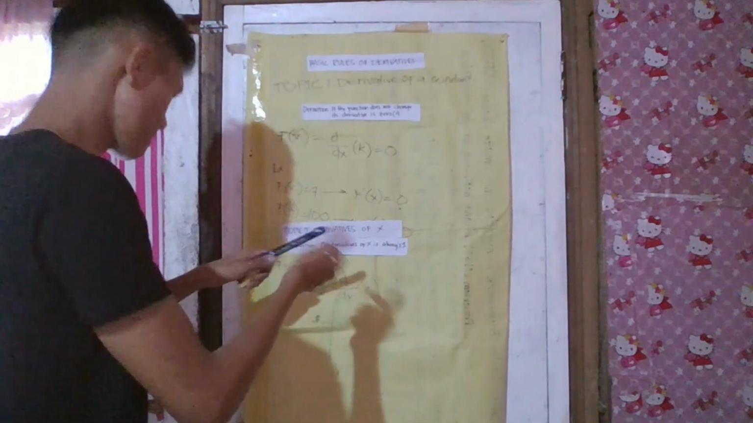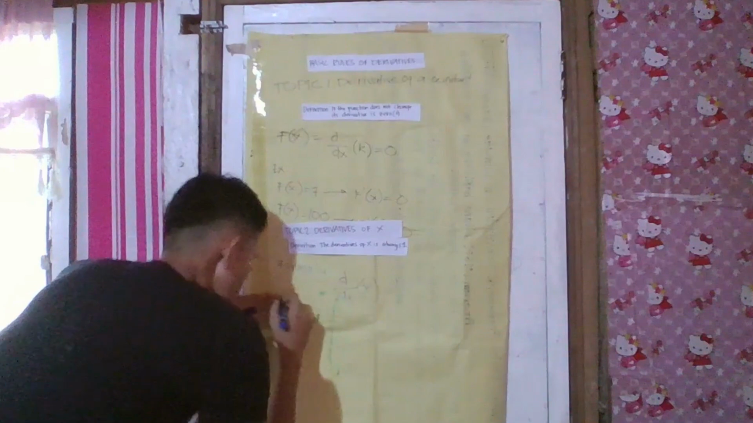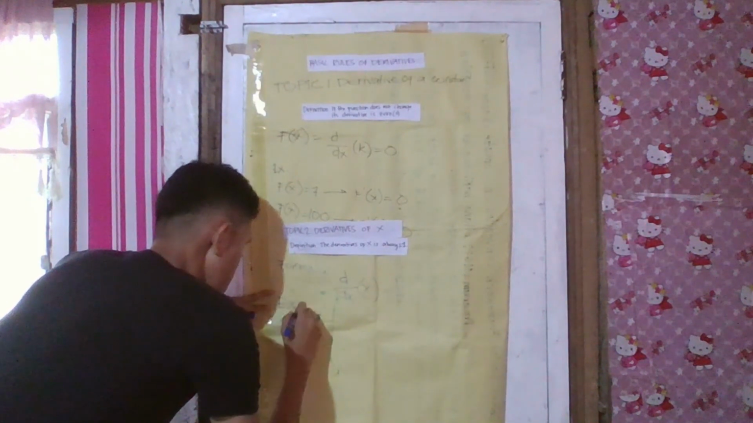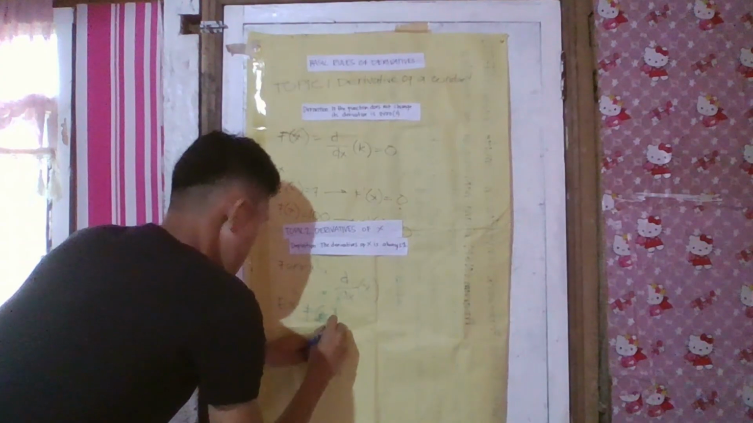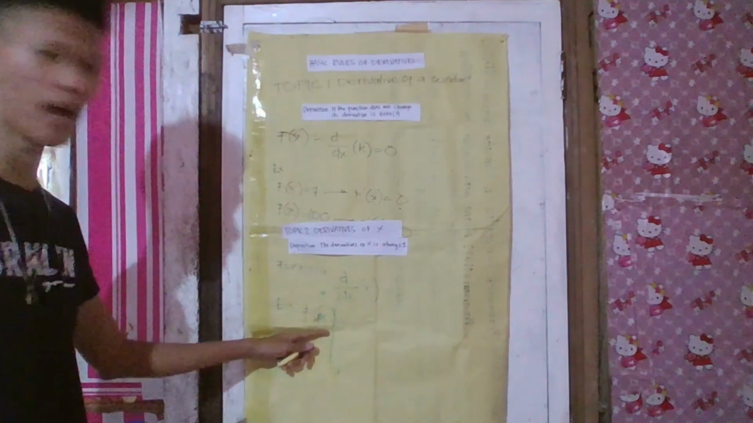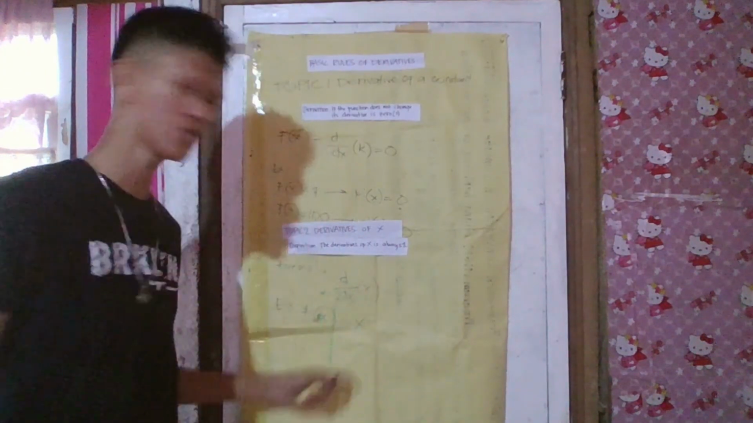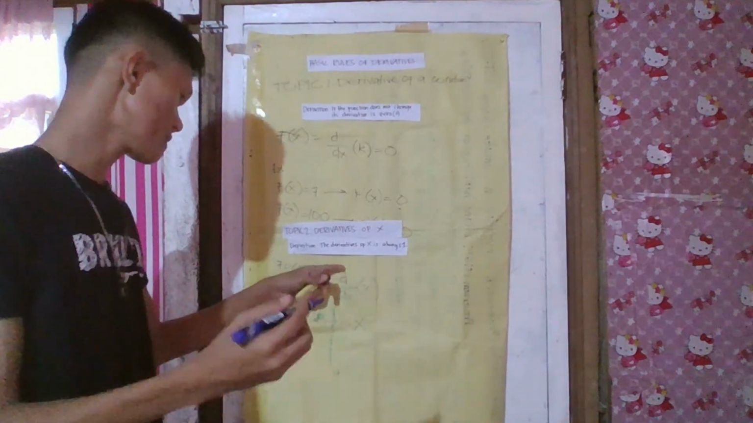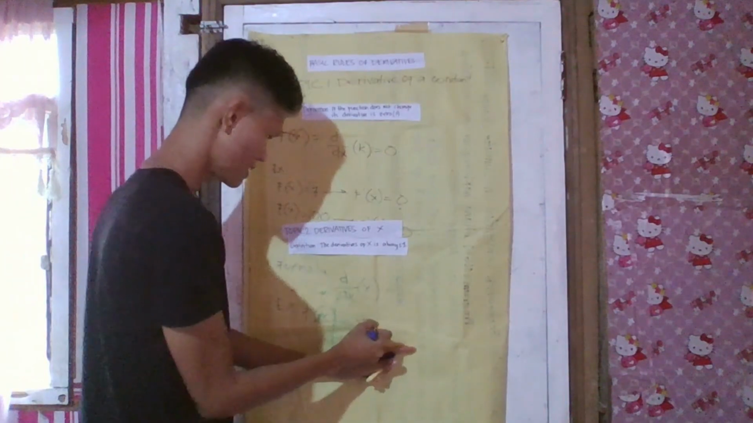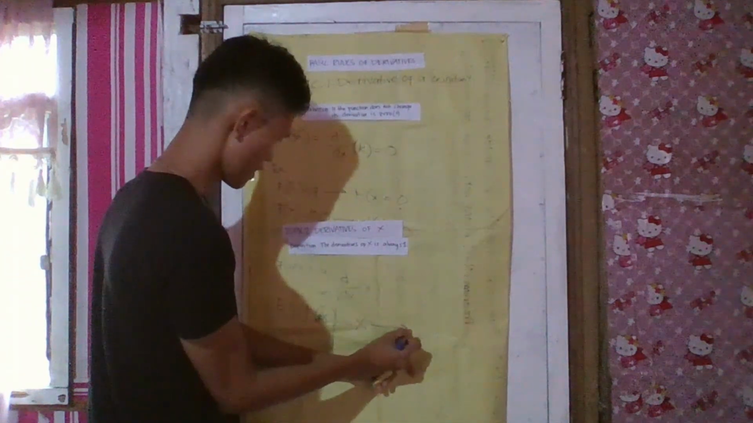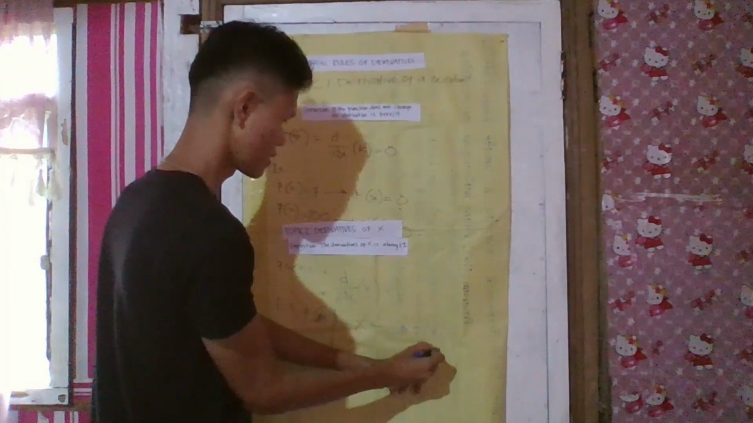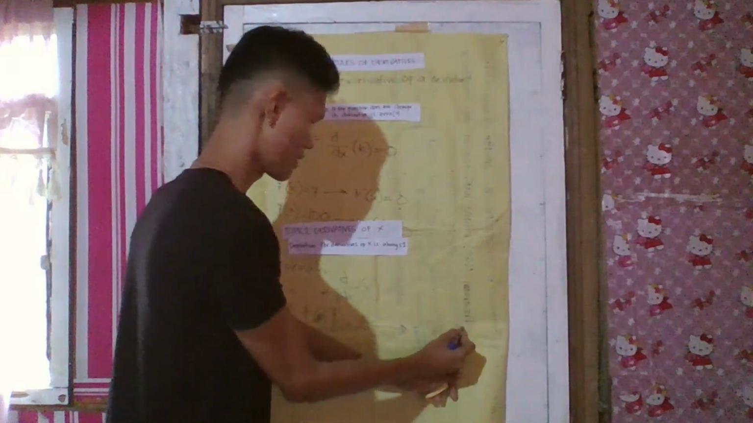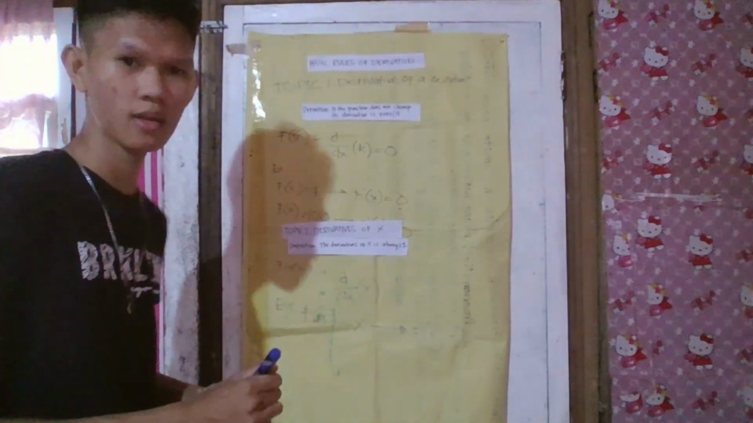Okay. I'll take another example. f of x is equal to x. What we said earlier is that x is always 1. So f of x is equal to 1.